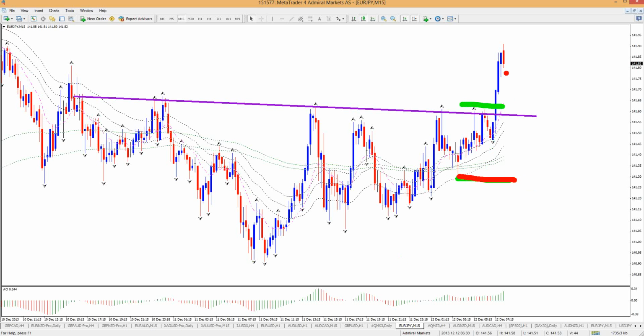And trail stop the 15-minute fractal. So any dip back to that same level could be a good entry again for continuation. So that's the euro yen.